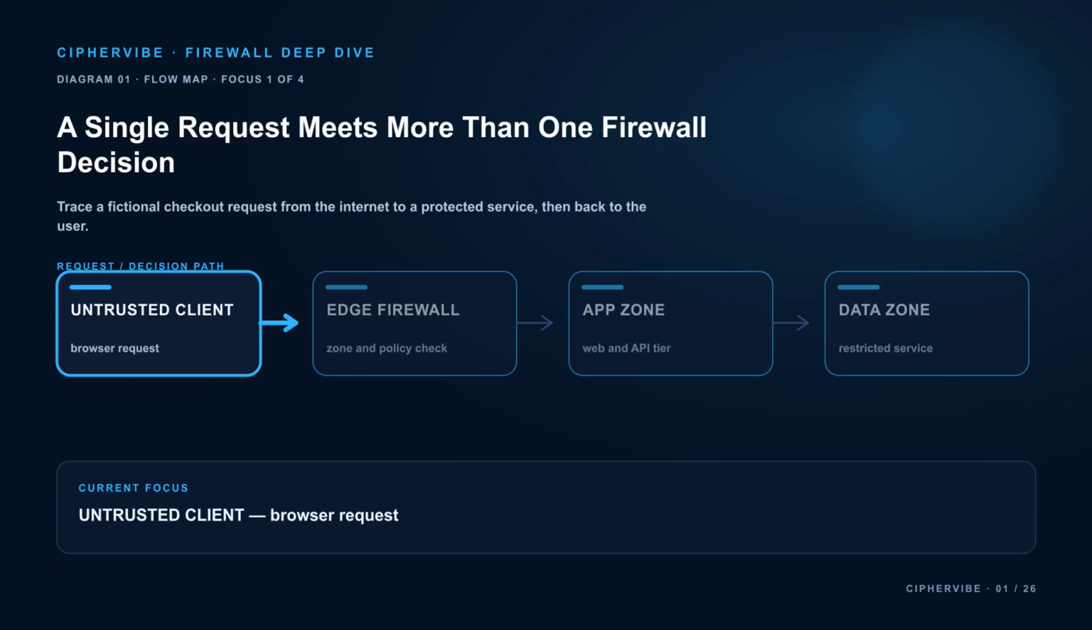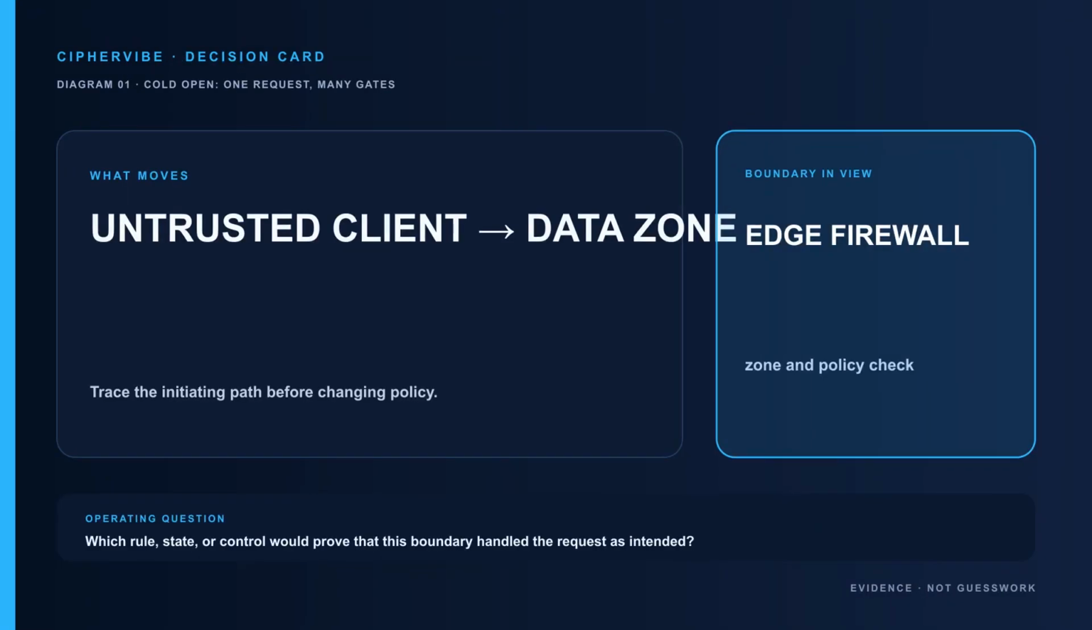A firewall can allow your checkout request at the edge and still leave payment unreachable. In the next few minutes, we will trace the exact decisions that separate a secure path from a broken one. Imagine a customer opening Northstar Commerce and submitting a checkout request.